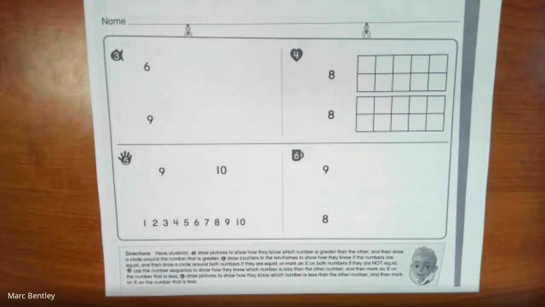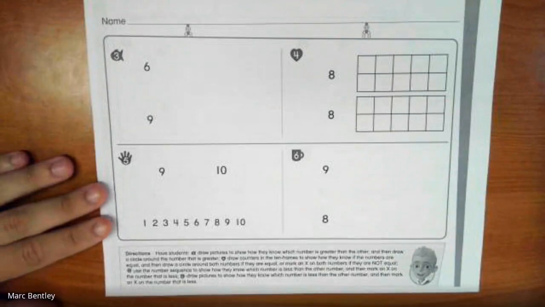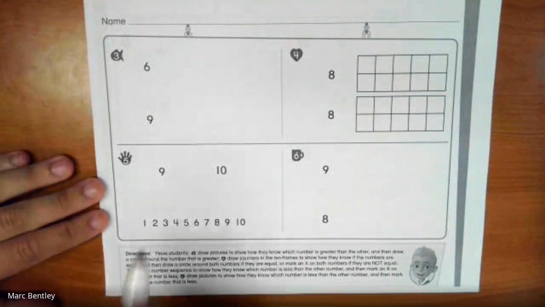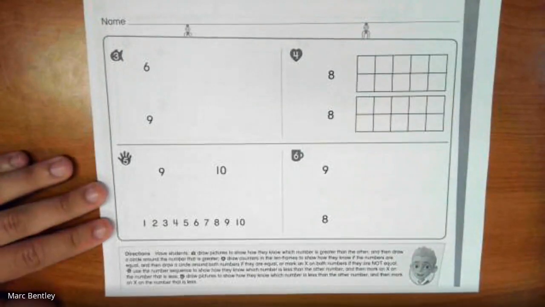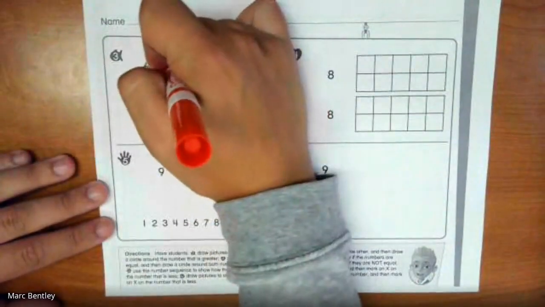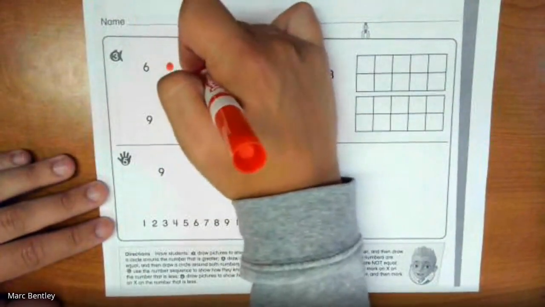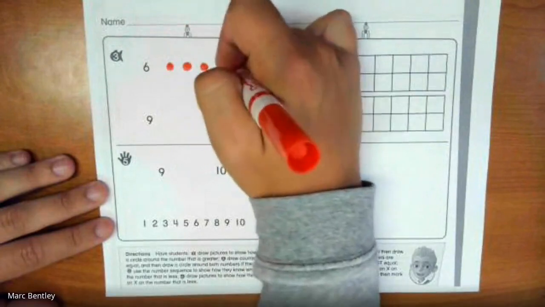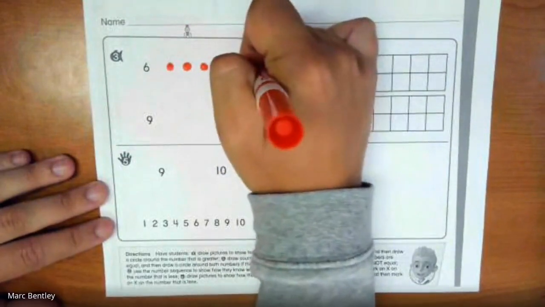All right, moving on to number 3. So we have to draw pictures to find out which number is bigger than the other. So I'm just going to draw little dots. So we've got 6 here. I'm going to go 1, 2, 3, 4, 5, 6.